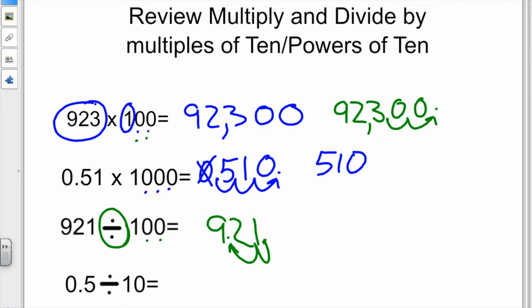The final problem is 5 tenths divided by 10. And again, we have 5 tenths. We have 1 0 in 10. So 5 tenths divided by 10, we need to move the decimal 1 spot to the left. And we get 5 hundredths.